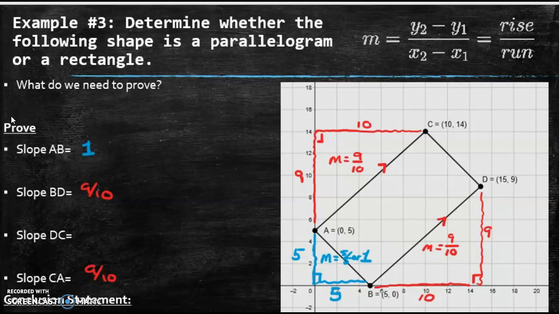All right, let's do the opposite side of that one. So we're going to go over, we'll come straight down to D, forming that right angle.